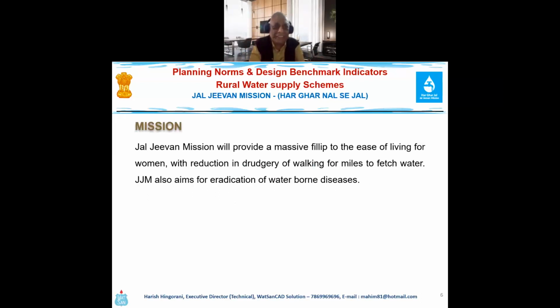Ultimately, the Jal Jeevan Mission will provide a massive lift to the ease of living of women, with a reduction in the drudgery of walking miles to fetch water. JJM aims for the eradication of waterborne disease too. This is the major role JJM is going to play by providing household tap connections for every person in houses.